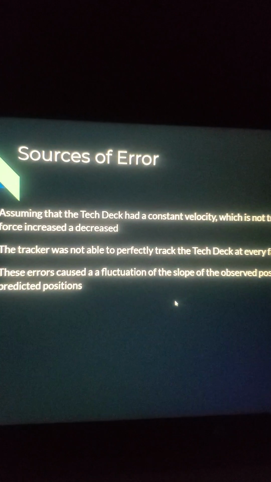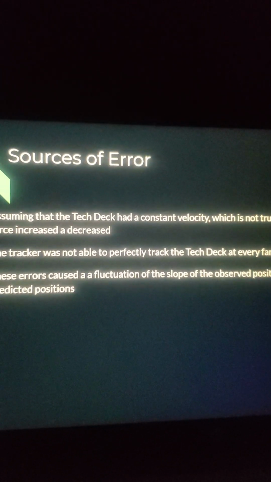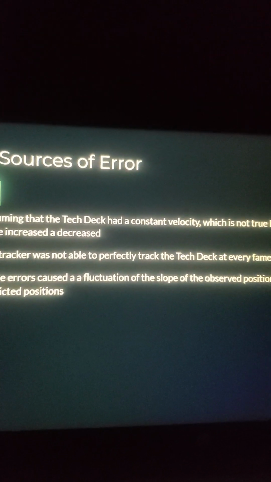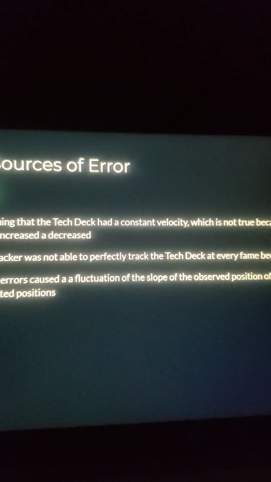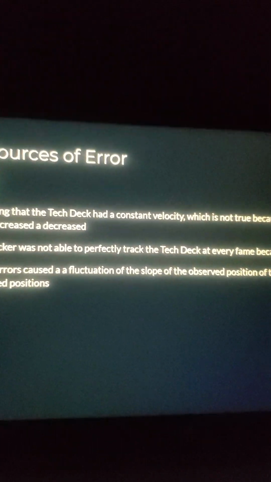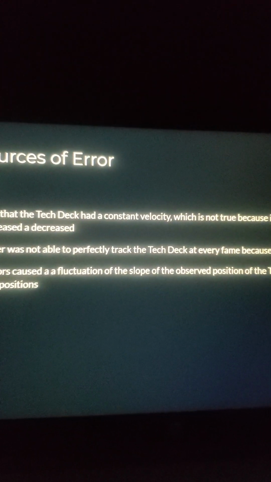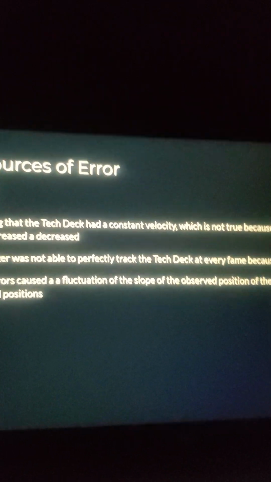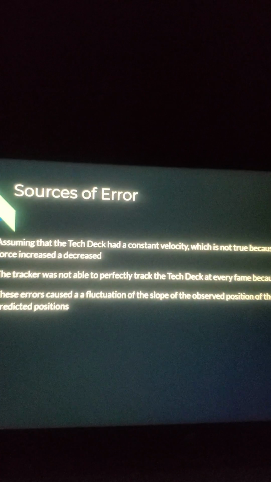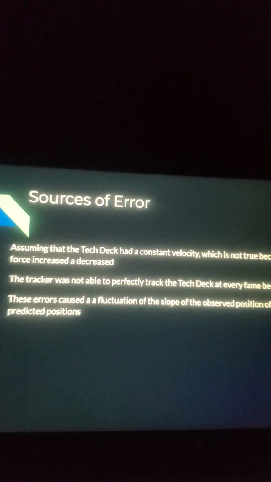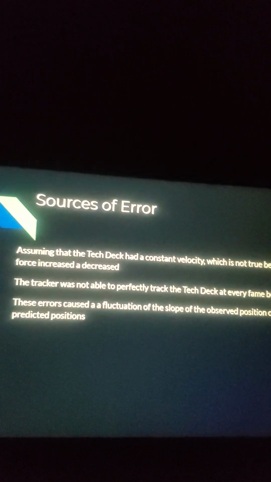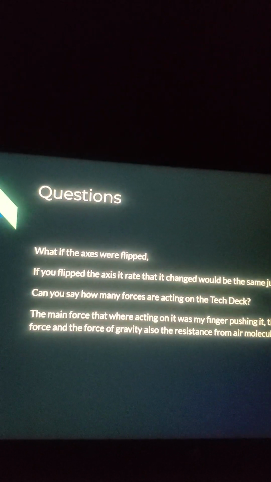Some sources of error, as we can see on the previous graph, is that the blue line is sometimes curving up and down. That is because we assumed that the tech deck had a constant velocity, which is not true because it was pushed and the amount of force could have increased and decreased. The tracker was not able to perfectly track it at every single frame because of blurry frames, and the errors caused a fluctuation of the slope, and the observed position of the tech deck was not seen in the predicted positions.